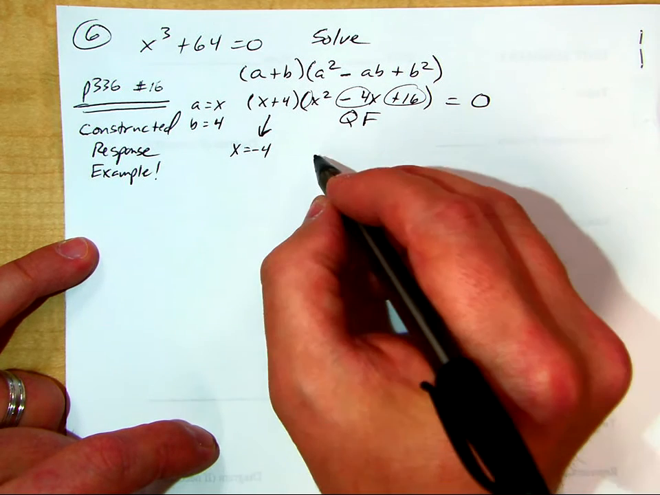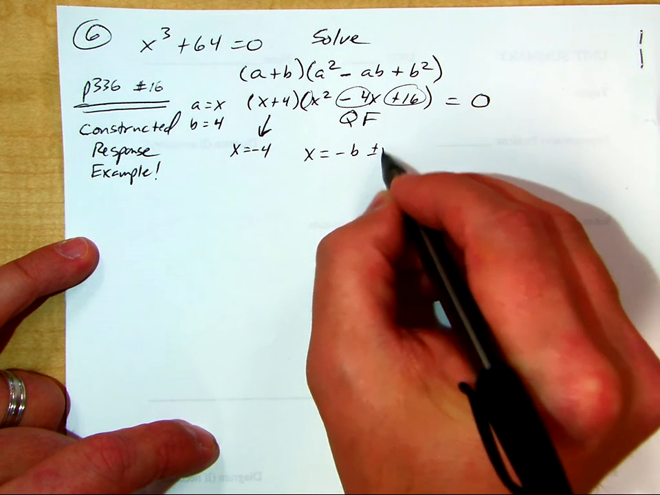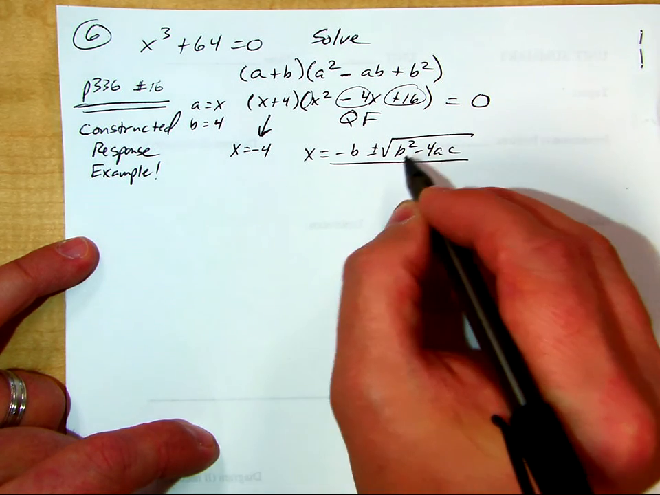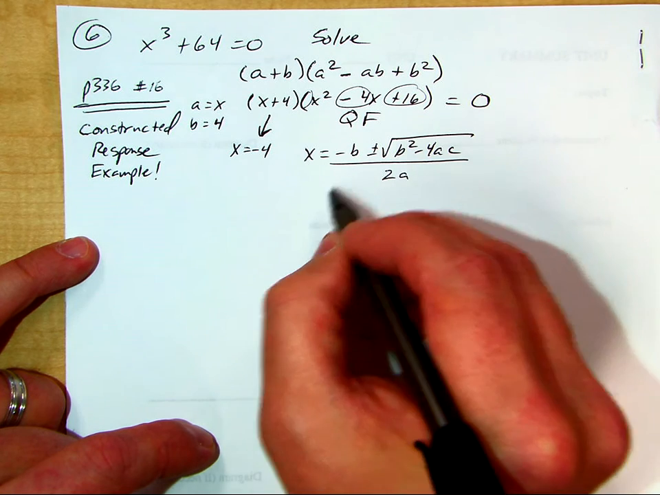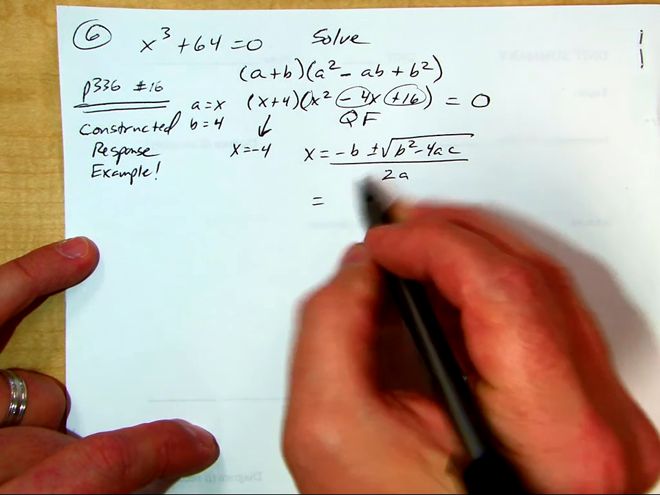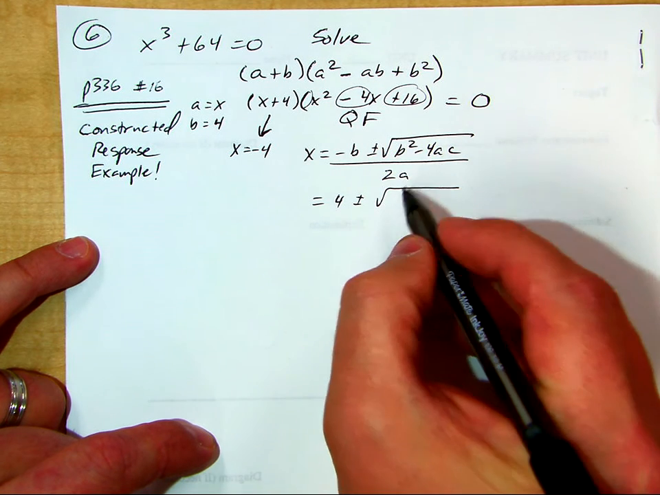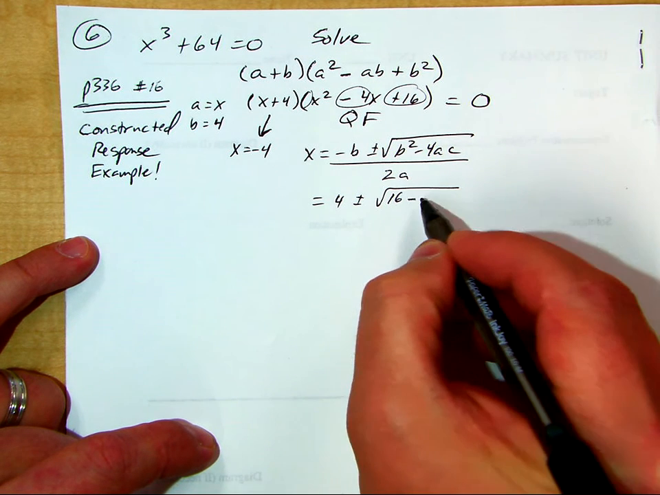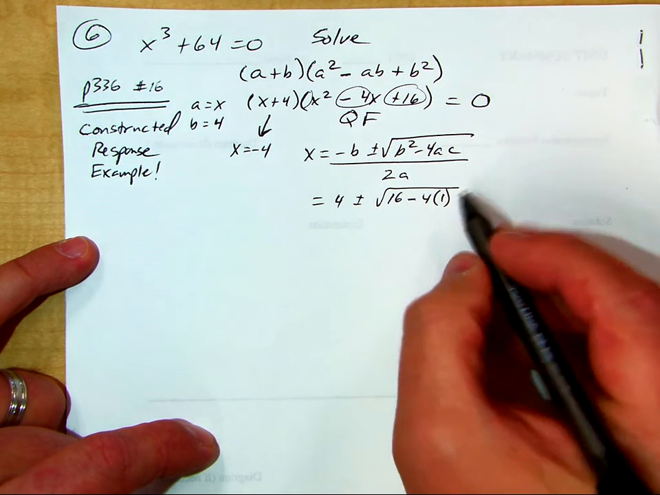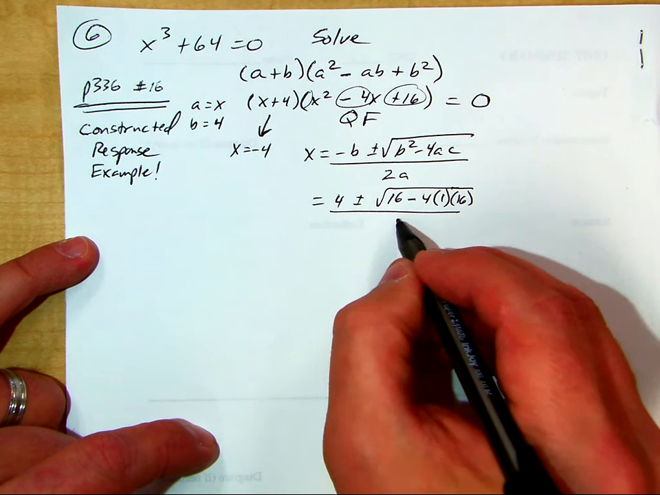Let's go through this quickly. x equals the opposite of b plus or minus the square root of b squared minus 4ac, all over 2a. Okay? So simplify some. We've got the opposite of b, so I'm just going to say that's positive 4 plus or minus, let's see, b squared is going to be 16 minus 4 times a, which is 1, times c, which is 16, all over 2 times a, which is 2.